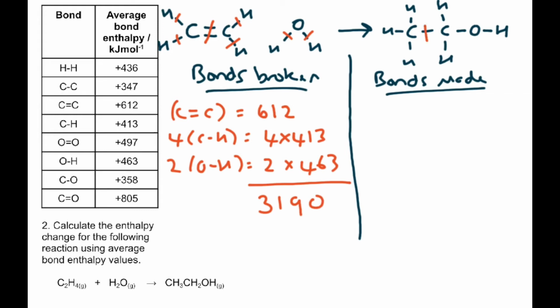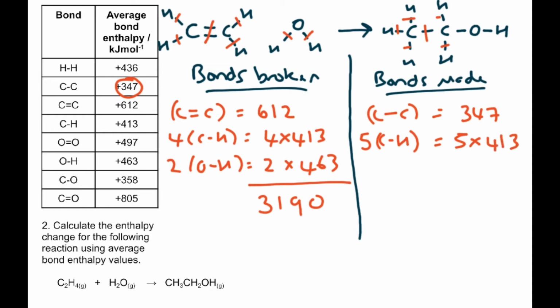So you've made 1 C-C, and that has a value of, here we go, 347. Okay, you've got 1, 2, 3, 4, 5 C-Hs. And if you keep your working out really well organized, then if you make a silly mistake, like you read the table wrong, then you'll still get some working out marks. 5 times 413.